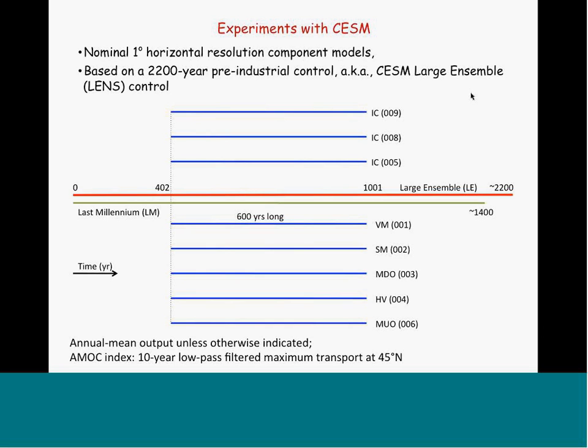The other experiment at our disposal is what we call the last millennium simulation. It has the same 1 degree ocean model, but its atmospheric model resolution is 2 degrees as opposed to 1 degree. We use essentially annual mean outputs, unless otherwise noted. There are many AMOC indices, but I'm just using the 45 degree north index and a 10-year low pass filter. Next, please.